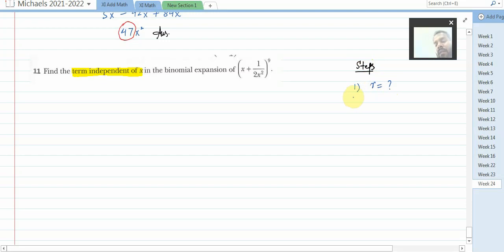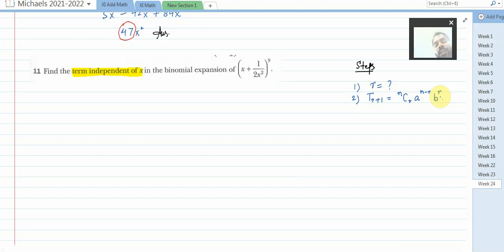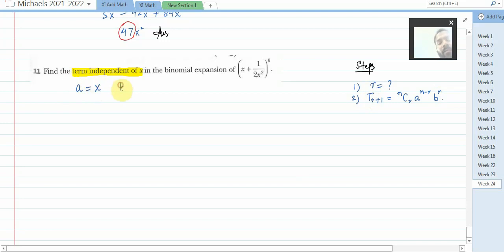The working formula we are going to apply is T(r+1) = nCr a^(n-r) b^r. All of you need to listen carefully, and then I will give you the time to note it down in your copies. So first, pay attention. Before applying the working formula, I am going to make the data here. So a is x, b is 1 over 2x square, n is 9, and r is r, which is unknown right now.